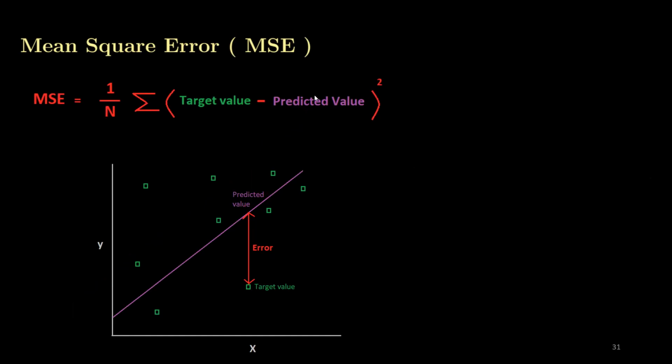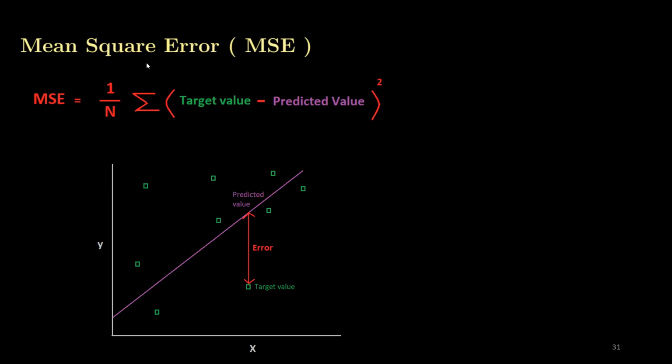If I subtract them, I will get the error. So this error term is here. Then we are squaring this error term to make it a square error. And then we are taking the mean by adding all the errors and dividing by the total number of samples in a data set. So this loss function is known as mean square error.